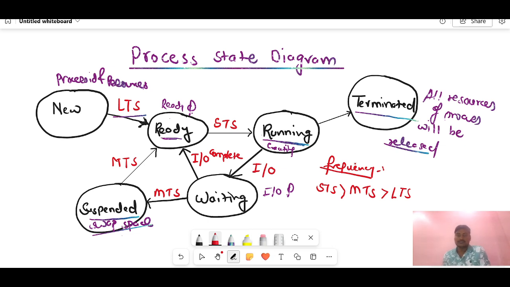Okay, so this is the frequency comparison between the schedulers. This is very important. We can discuss these later on.